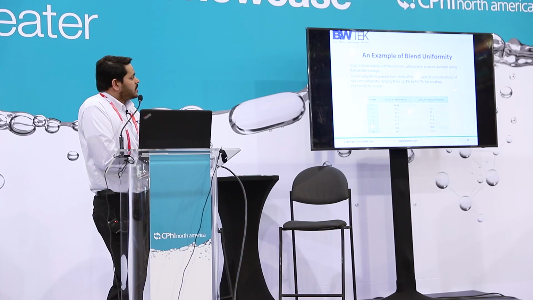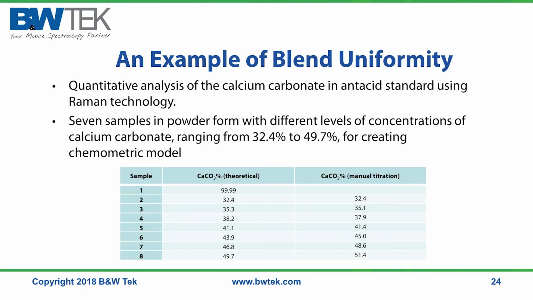I'm going to touch on a quick example of what we've done for blend uniformity. We made a model for calcium carbonate in an antacid standard using this technology. The calcium carbonate was varying in content from roughly 32% to about 50% in these antacid pills. So we took a whole bunch of varying batches of these blends and did a manual titration to confirm that these were the actual values.